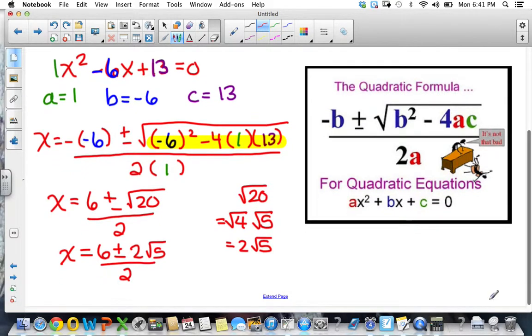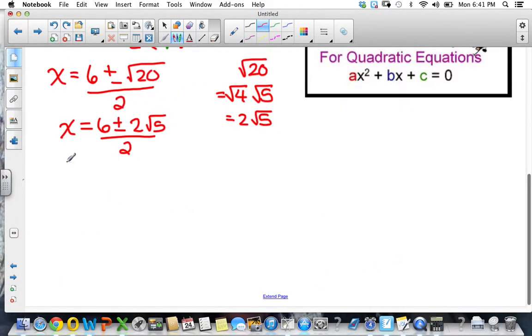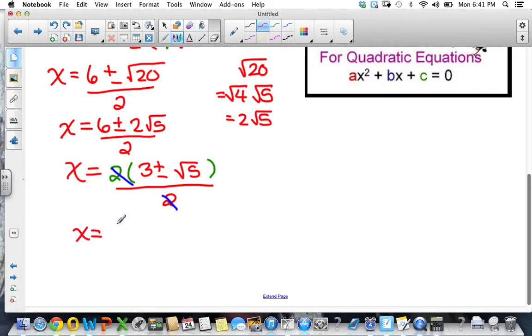Now I can factor out a common factor from the numerator. Both 6 and 2 radical 5 have a common factor of 2. So I could actually pull out a common factor of 2. And I have 3 plus or minus the square root of 5 all over 2. Now that I pulled out a common factor, I can actually cancel out the 2 in the numerator and the 2 in the denominator. So in simplest form, an exact answer is 3 plus radical 5 and 3 minus radical 5. Those are the exact answers.